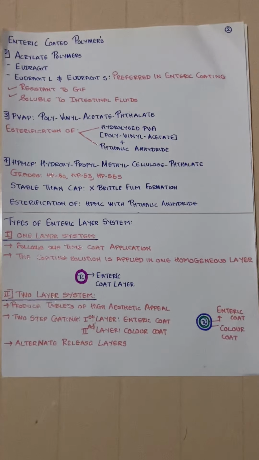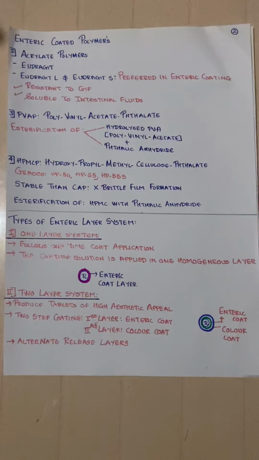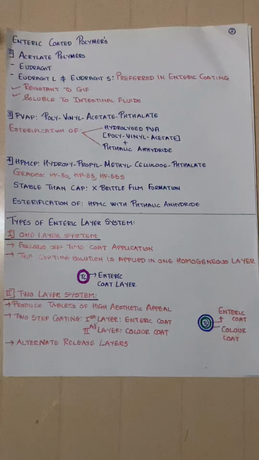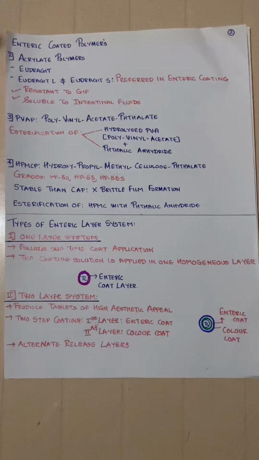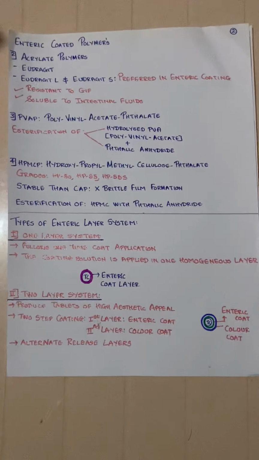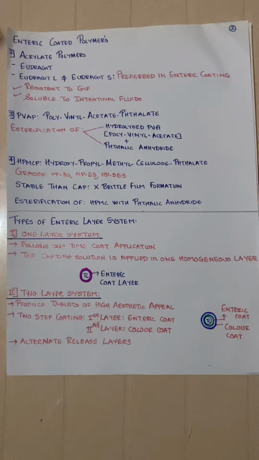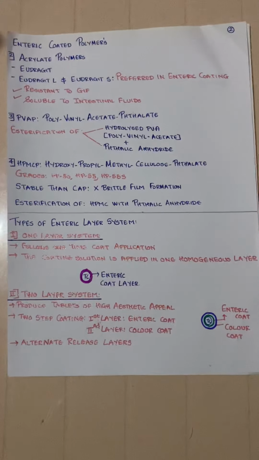The third type of enteric coated polymer is called PVAP, which is also called polyvinyl acetate phthalate. It is produced by a chemical reaction of esterification, that is, esterification of hydrolyzed polyvinyl acetate with phthalic anhydride.